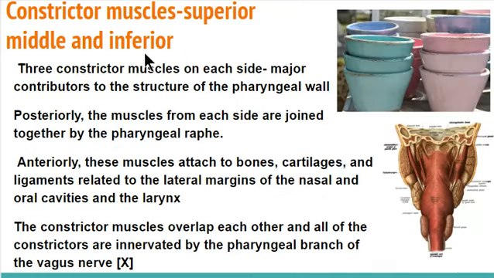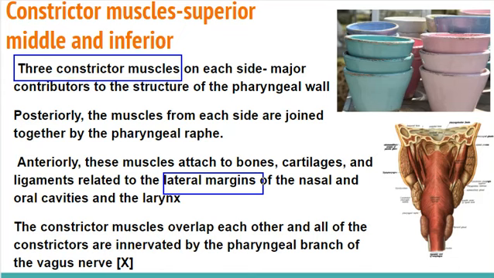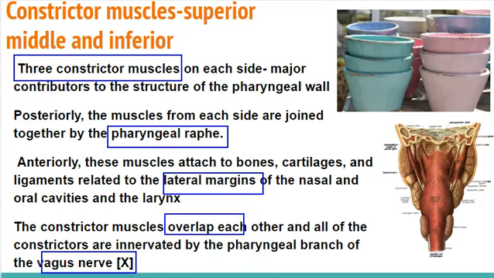Coming back to this slide, let us highlight what we have studied so far. We have studied that there are three constrictor muscles on each side. Anteriorly, they are joined to the lateral margins of the nasal cavity, oral cavity, and the larynx. Posteriorly, they are welded together at the cord-like ligament, which is the pharyngeal raphe. All of these muscles are arranged in a way that they overlap each other, and all of these are innervated by the pharyngeal plexus of the vagus nerve.